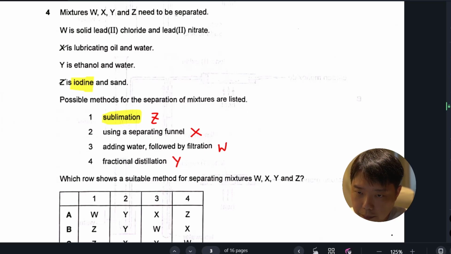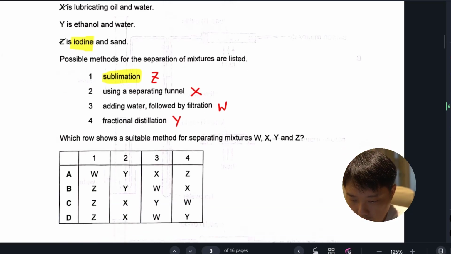lead-2 nitrate. Okay, the last one, fractional distillation, right, is to help us separate miscible liquids, ethanol and water, which have quite similar boiling points. Okay, so fractional distillation will help us to separate ethanol and water. Okay, so let's look at which option tallies with what we said. Okay, number 1, sublimation. So these 3 are okay.